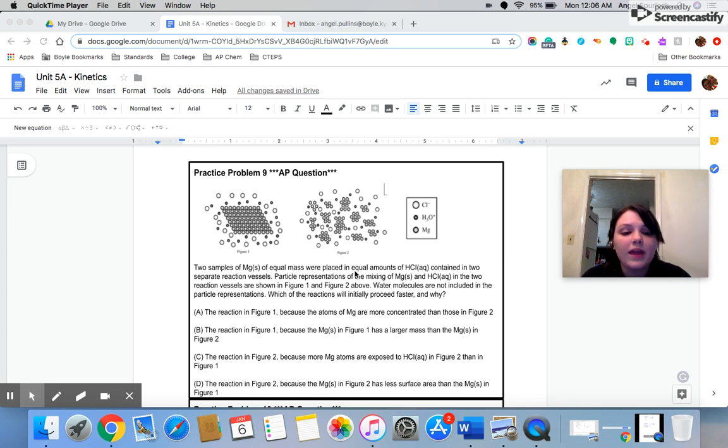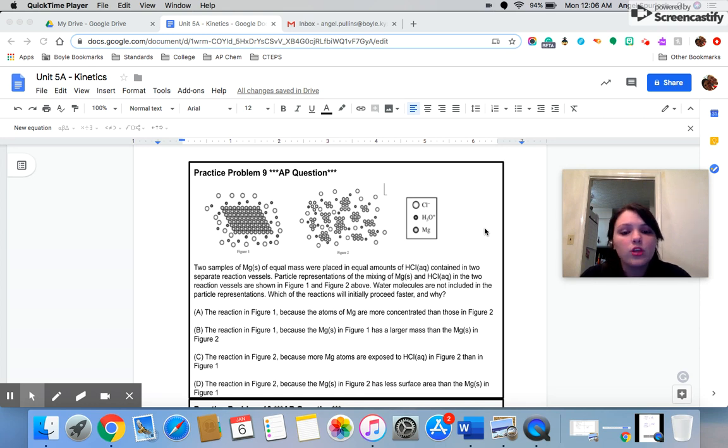2 samples of magnesium in equal mass were placed in equal amounts of hydrochloric acid contained in 2 separate reaction vessels. Particle representations of the mixing of magnesium and hydrochloric acid in the 2 reaction vessels are shown in figure 1 and figure 2. Water molecules are not included in the particle representations. It's fine because they're not involved in the reaction. Which of the reactions will initially proceed faster?